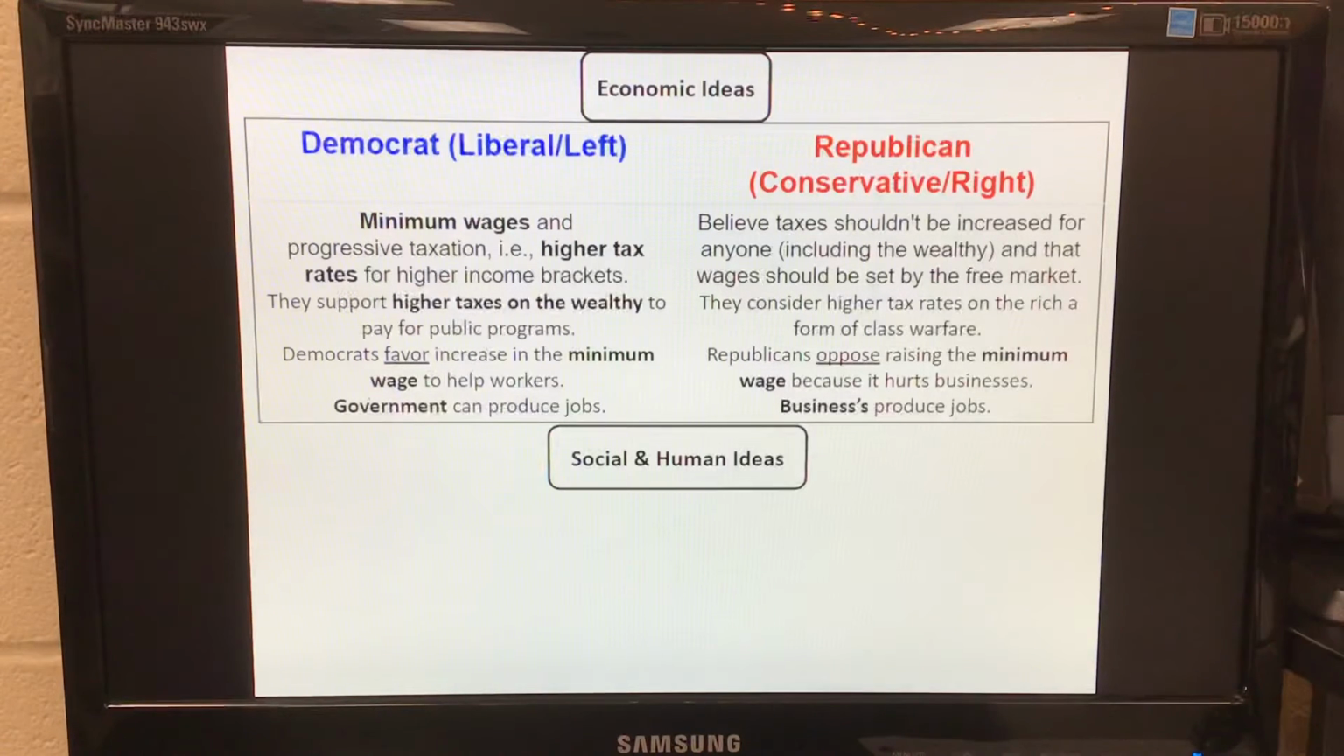It worked under the New Deal, and FDR was a Democrat, so it makes sense that the Democratic Party still believes that the government should help people by providing jobs, okay?